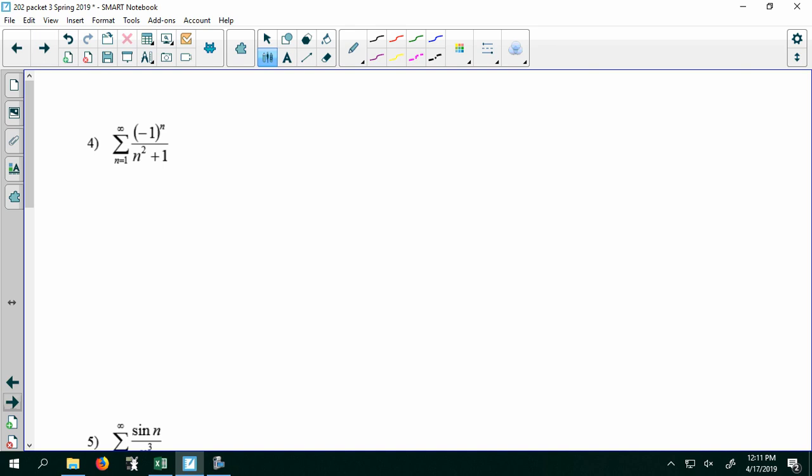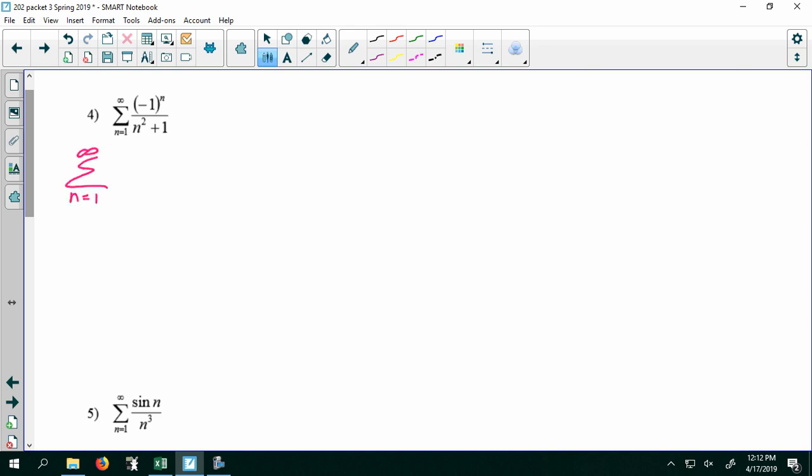Okay, -1 to the n over n squared plus 1. I'm going to start with the absolute value, because if the absolute value converges, so does the alternating version. So I might be able to save myself some work. So I want to look at the sum from n equals 1 to infinity of the absolute value of -1 to the n over n squared plus 1. And when you take the absolute value, this -1 to the n becomes 1 to the n. It's either -1 or 1, and then take the absolute value and you get 1. So this is the sum of 1 over n squared plus 1.